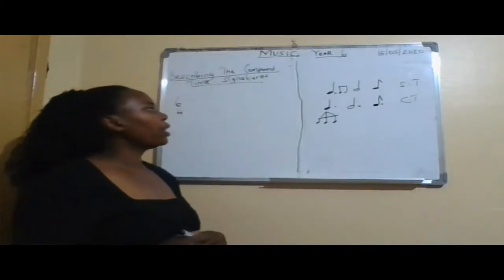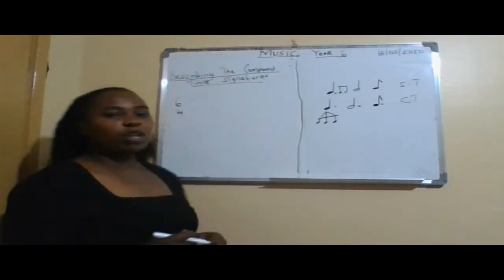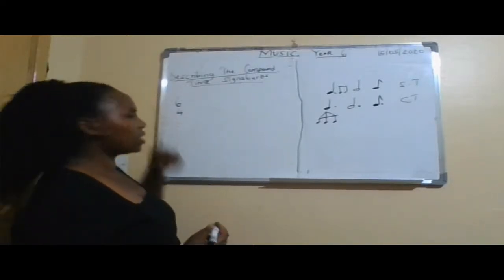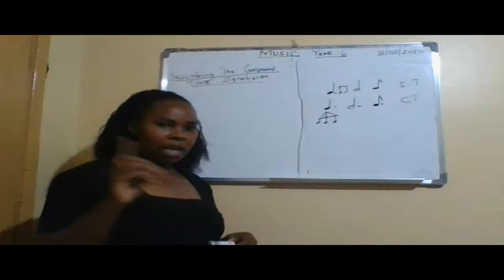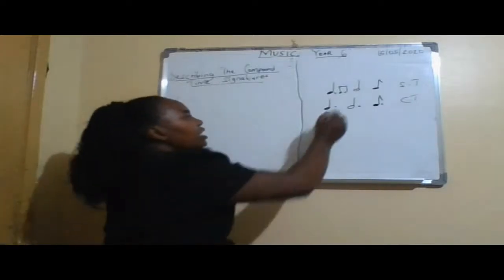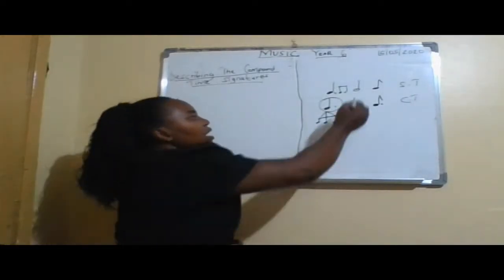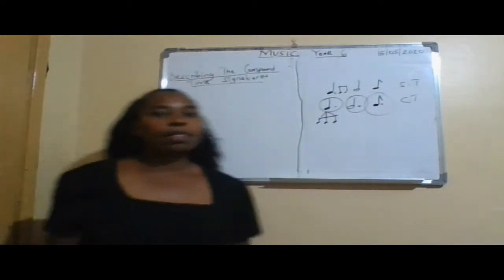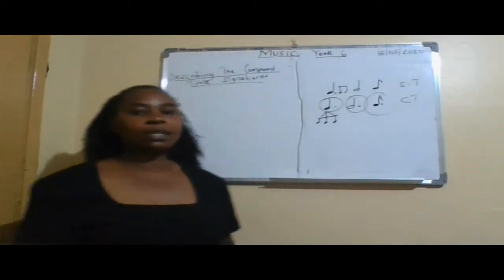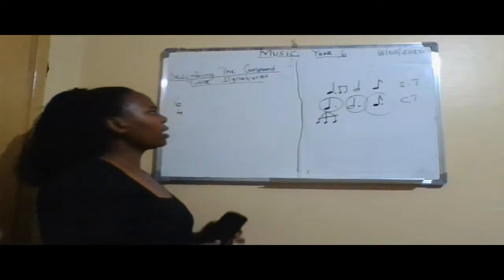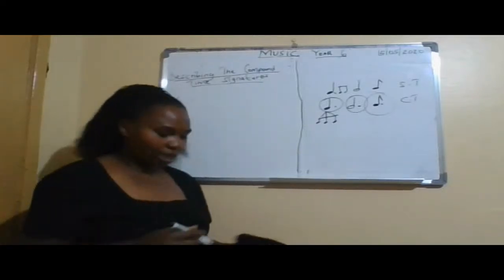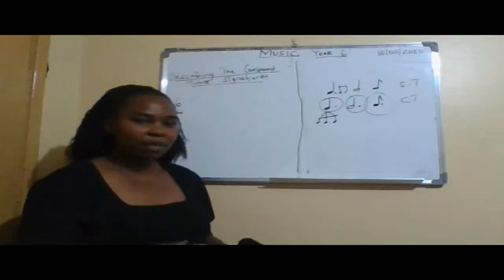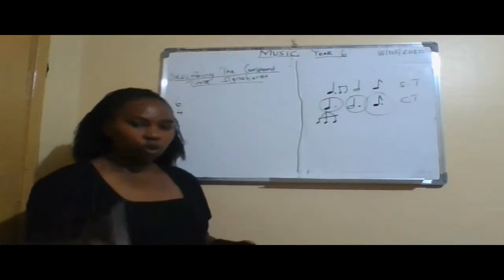6/4, for you to describe using words, you can't say that these are 6 crochet beats in every bar. No. Remember, as I told you, in compound time, the main beat is dotted. So when you are describing, you must say it with a dotted note, either dotted minim, dotted crochet, or dotted quaver, like that.